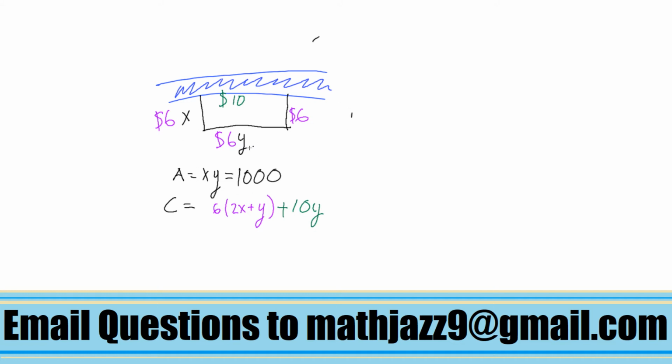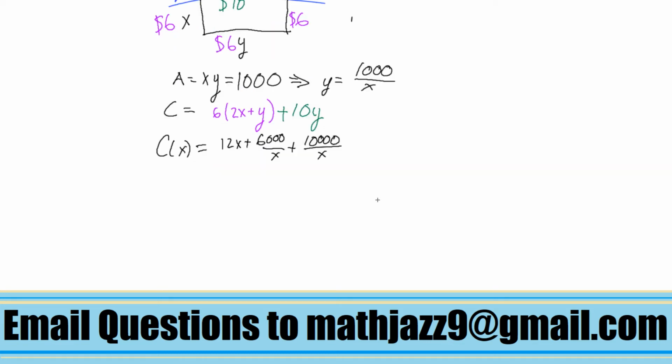So here is our setup. We know that the area has got to equal 1,000, and so we can use this to solve that y is equal to 1,000 over x. We could plug that into this cost equation. Now the cost at some point x is equal to 12x plus 6,000 over x plus 10,000 over x. We're just substituting in for y.